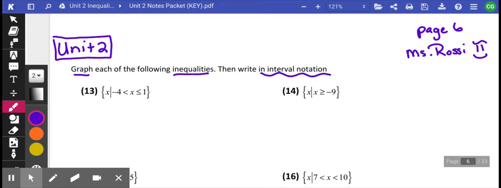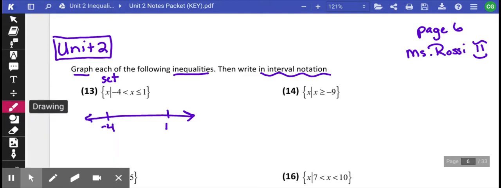So remember, this right here is our set notation. What it's telling us is that on our number line, we have from -4 all the way to 1. Since I have a less than symbol, I'm going to use an open circle on my -4. I'm going to use a less than or equal to, so a closed circle on my 1. And I'm going to shade all the values of x that satisfy that.